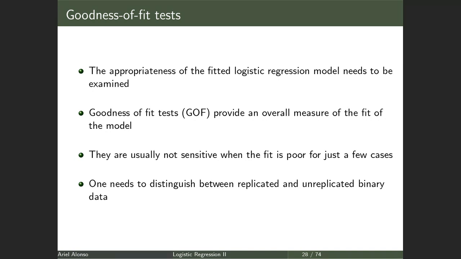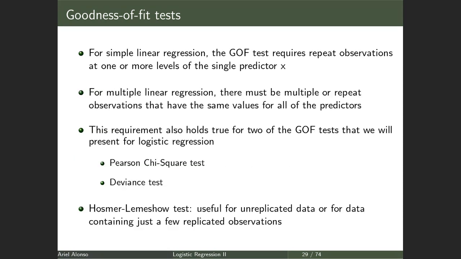You need to distinguish between when we have replicated data, when we have the binomial distribution in the second stage of the model to describe the variability around the mean, or when you don't have replicated data. So when you are in the Bernoulli case, when you have to use a Bernoulli distribution to model the variation around the mean.